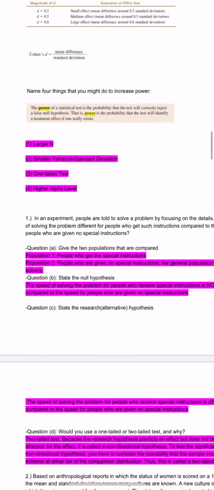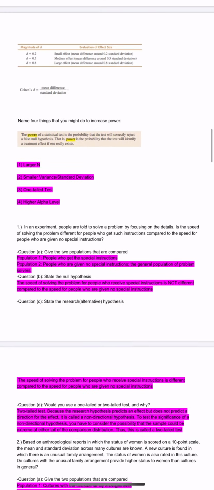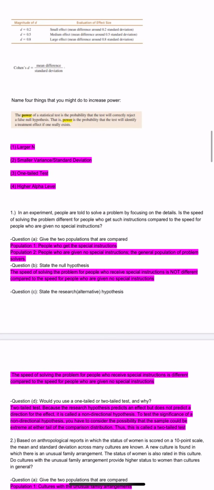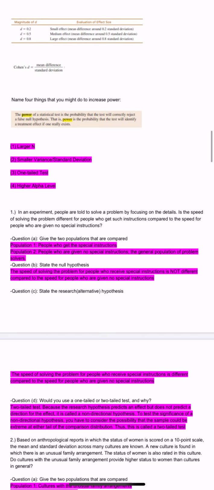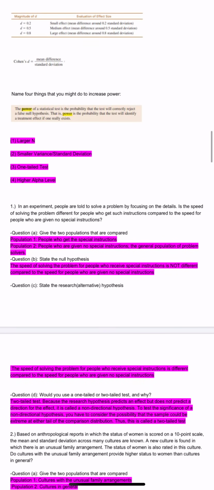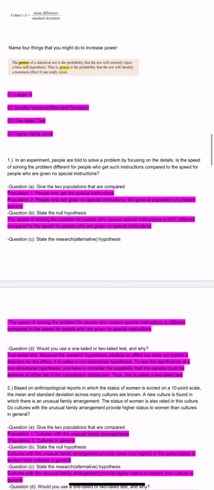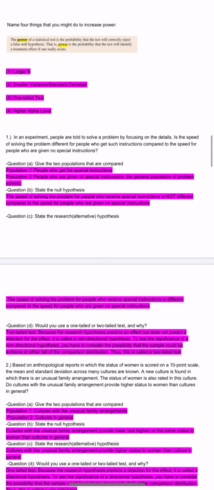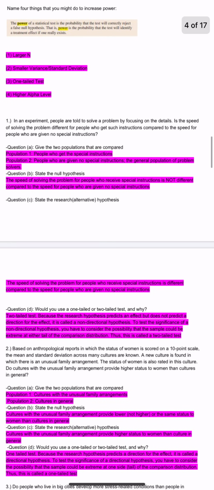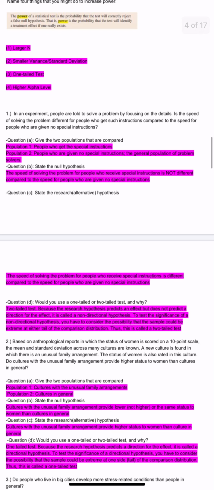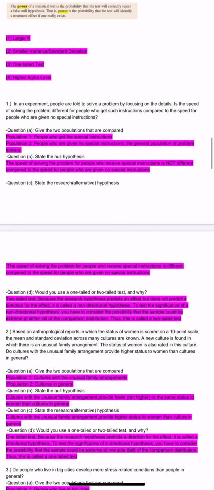When we do that, we could be saying that we're finding a significant result when we're really not. In an experiment, people are told to solve a problem by focusing on the details. Is the speed of solving a problem different, keyword different, for people who get such instructions compared to the speed for people who are given no special instructions? I'm asking you to give the two populations that are compared: people who get special instructions and people who are not given special instructions, the general population of problem solvers.